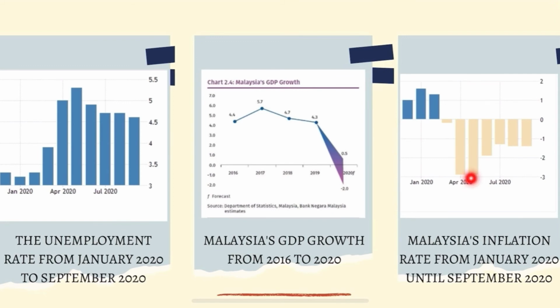And the last bar graph shows the inflation rate from January until September 2020. As the pandemic occurred, the purchasing power decreased. Thus, the inflation rate shows a negative figure, with the highest in April and May at negative 2.8%.